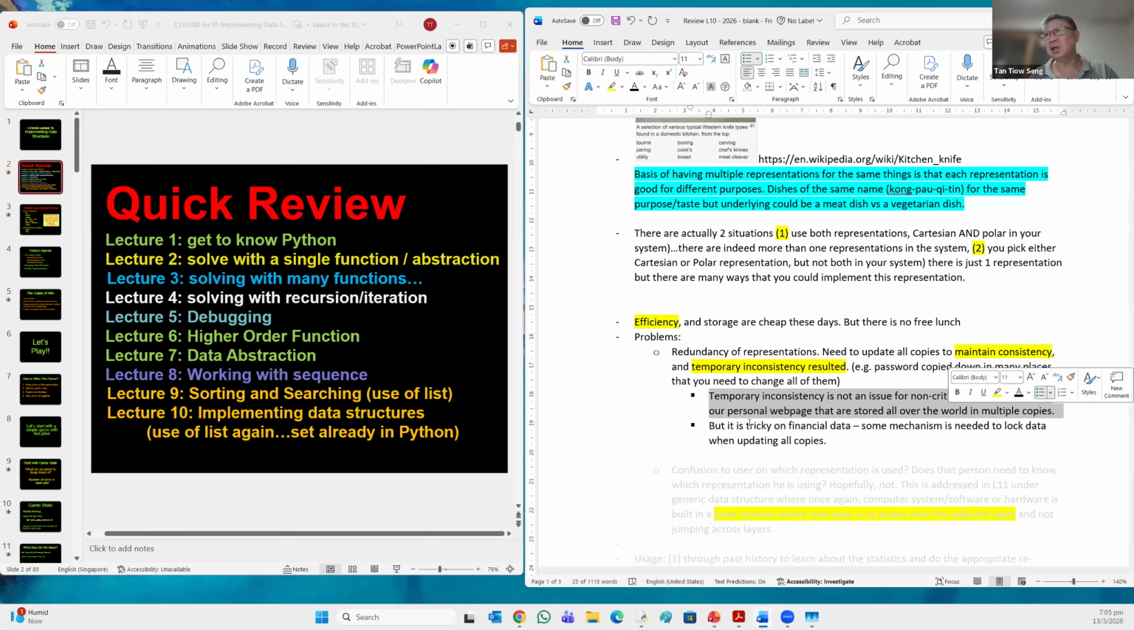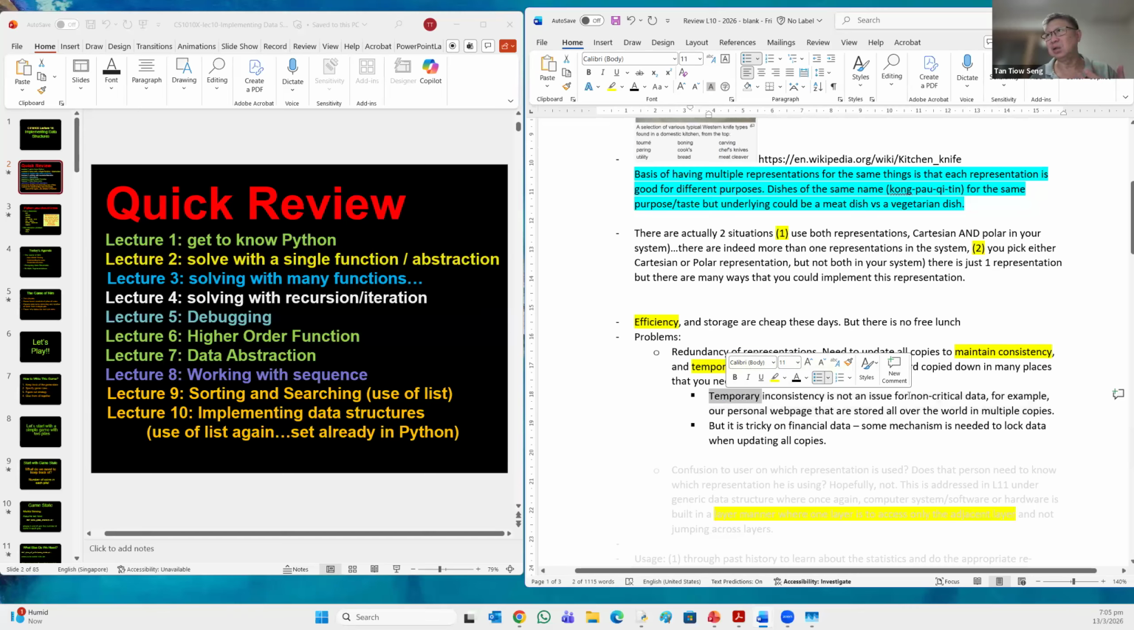But this kind of inconsistency is temporary, and it does not involve critical data, so there's no harm. Nobody cares that you added another line in your CV or whatever. It's incorrect for those guys in America who see your CV from one month ago, but it's okay, right? But this can be a problem if you are talking about financial data, right?